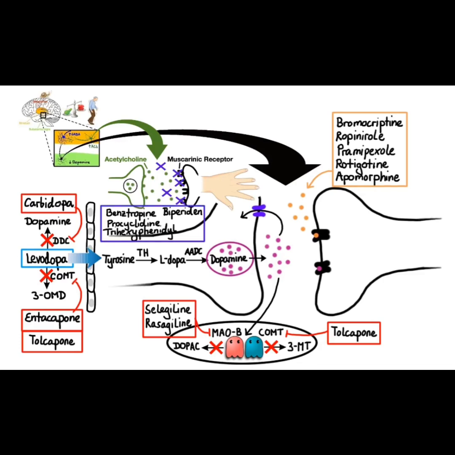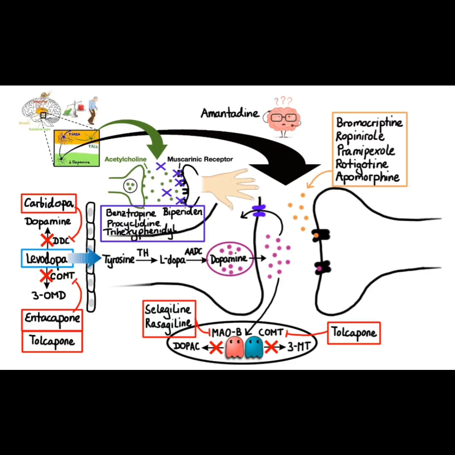Now, before we move on, I wanted to briefly mention one more drug used in the treatment of Parkinson's disease, that is amantadine. Amantadine doesn't exactly fit into any of the classes that we discussed so far. Its mechanism of action is poorly understood. However, some of the speculated ones are that it prevents dopamine reuptake, facilitates presynaptic dopamine release, and blocks glutamate NMDA receptors.